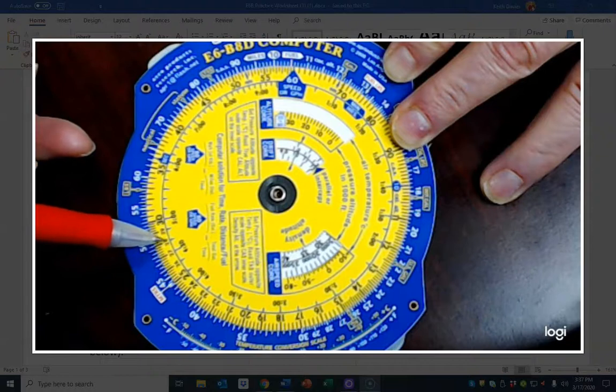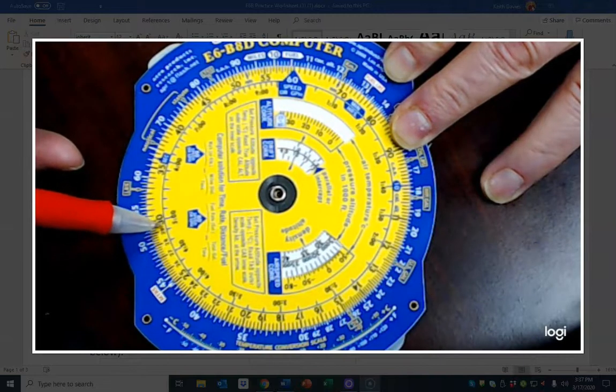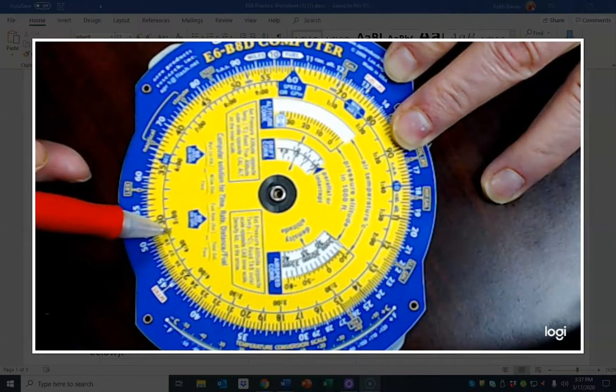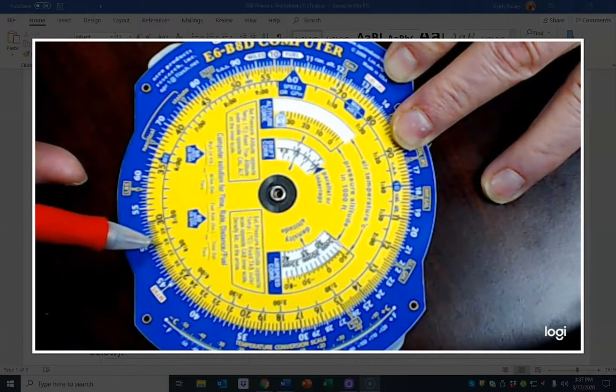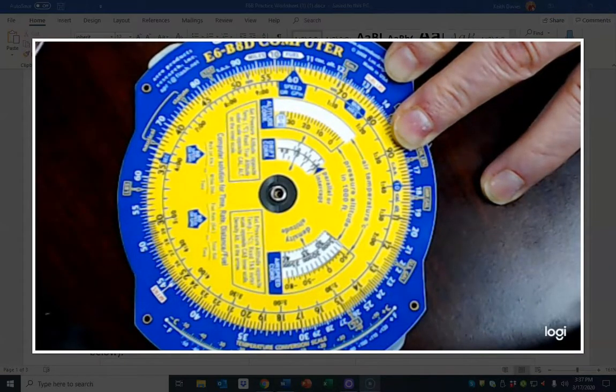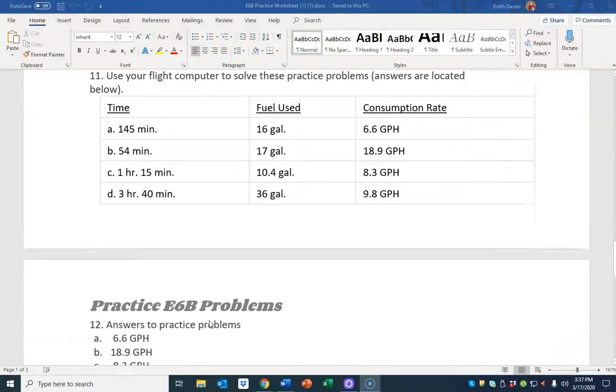All right, well, 4 hours here, or 4:30 here, 4:40, 4:50. So it's right around 4:45. Okay, 4 hours and 45 minutes, give or take a little bit, or 283 minutes. You can see if you read it on the minute scale right there. Okay, so that's how you do that. They're done exactly the same as your distance problems. All right, last one here.